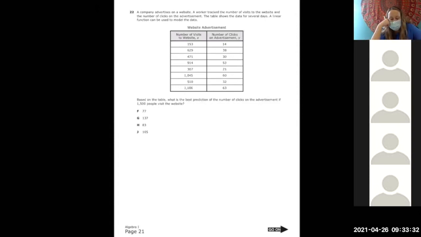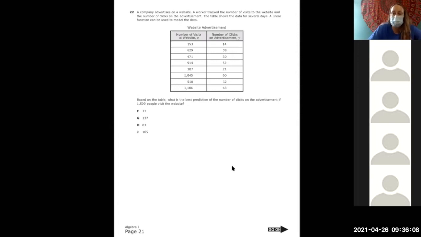So, number of visits to the website and number of clicks on the advertisement. And it says, based on the table, what is the best prediction of the number of clicks on the advertisement if 1,500 people visit the website? You've got 2 minutes starting now.